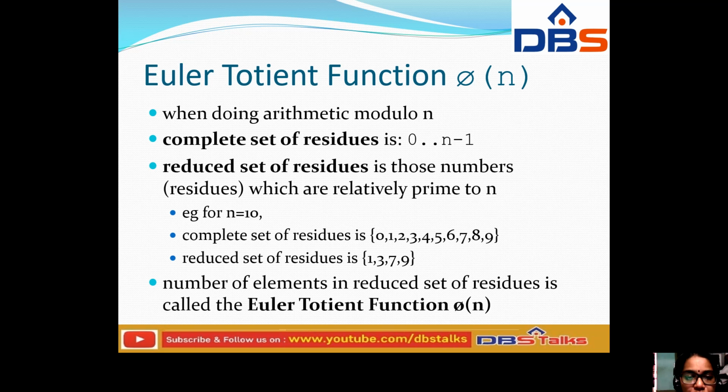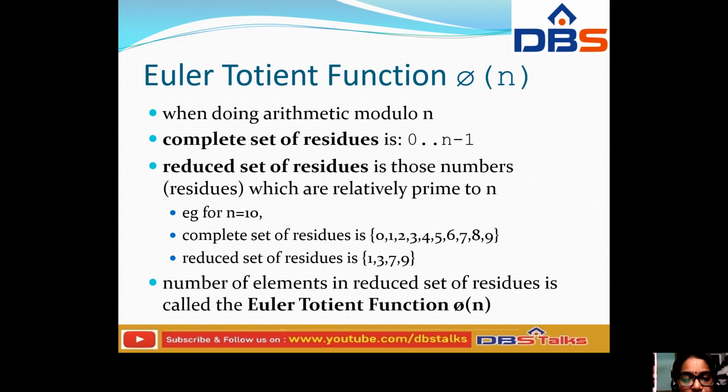Here the reduced set of residues is those numbers which are relatively prime to n. For example, if n is equal to 10, you take the numbers from 0 to 9, that is 0, 1, 2, 3, 4, 5, 6, 7, 8, 9. Here the reduced set of residues is 1, 3, 7 and 9.